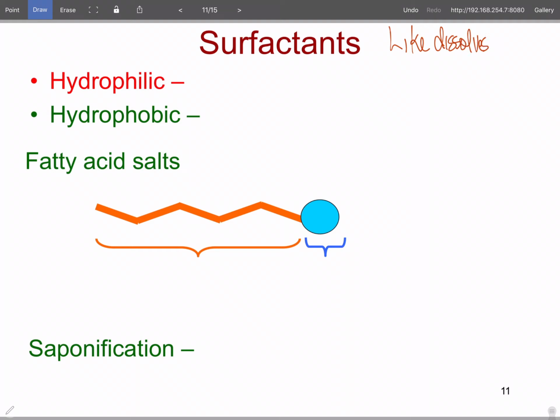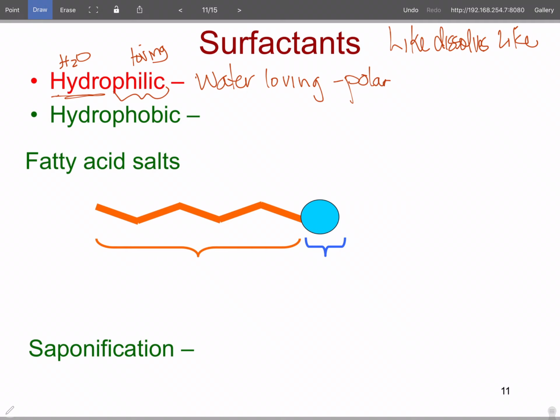If somebody asks you, that's what you ought to remember. Hydro is water, and philic is loving. A bibliophile is somebody who likes to read. So if it's hydrophilic, it's water loving, which means it's polar. If it's hydrophobic, like a phobia such as agoraphobia or arachnophobia, where you don't like spiders, you're water hating, so you tend to be nonpolar.